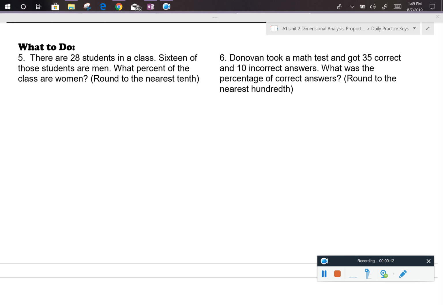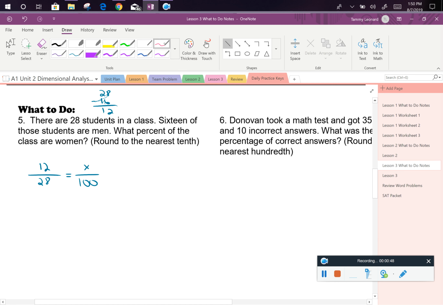Using the part over whole, we know that there are 28 students in the class, so 28 is the whole. 16 of those students are men. What percent are women? So 28 minus 16 must be the number of women. So 12 is the part that are women. Using the proportion, part over whole equals percent over 100, we can see that the percent is the amount that we don't know.